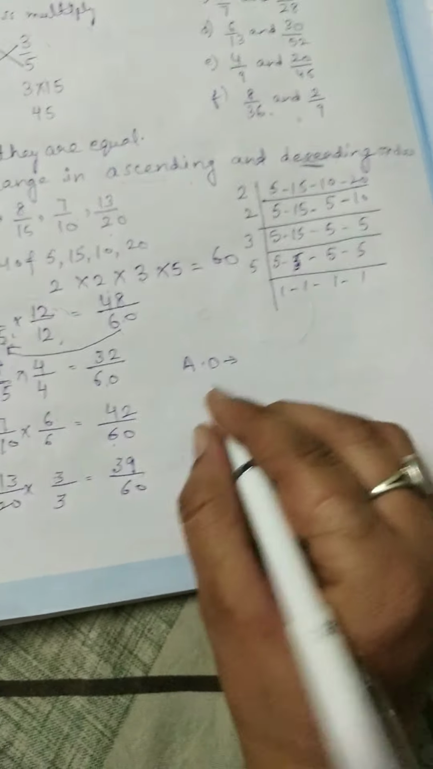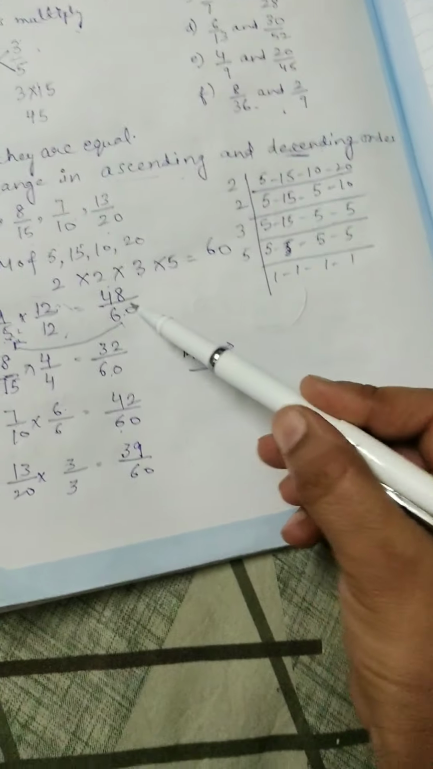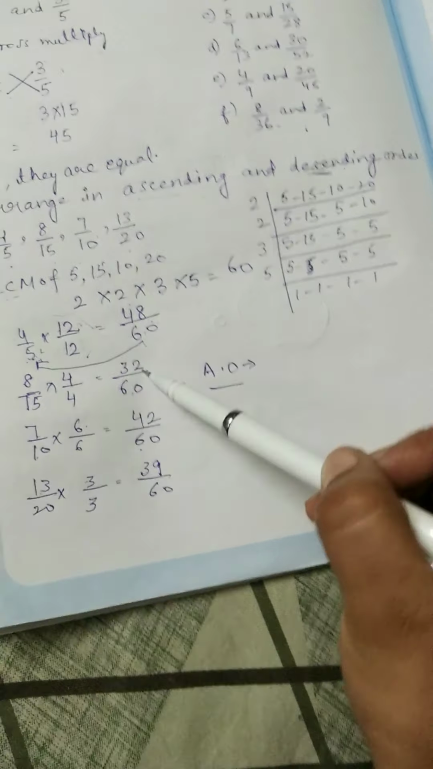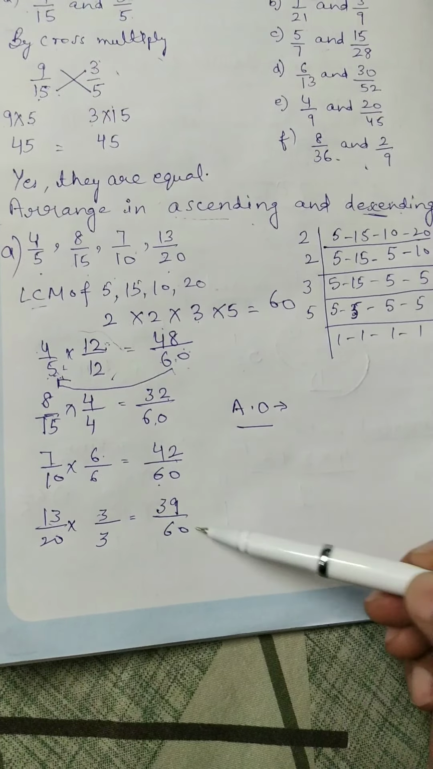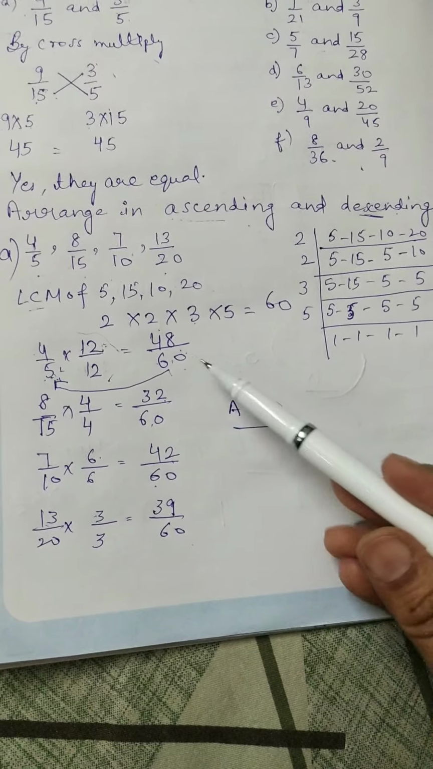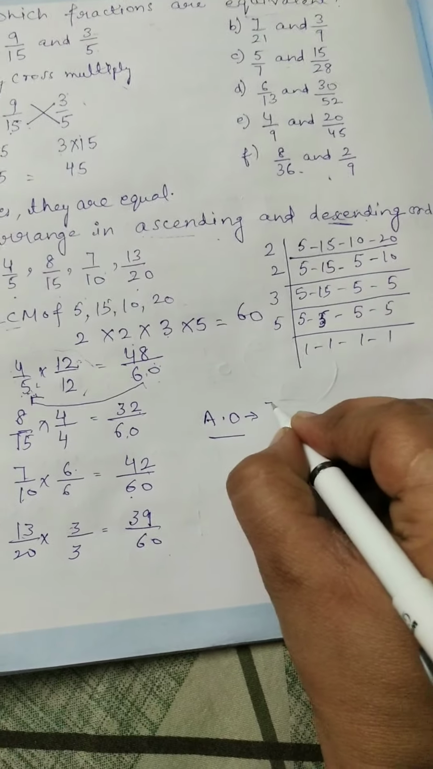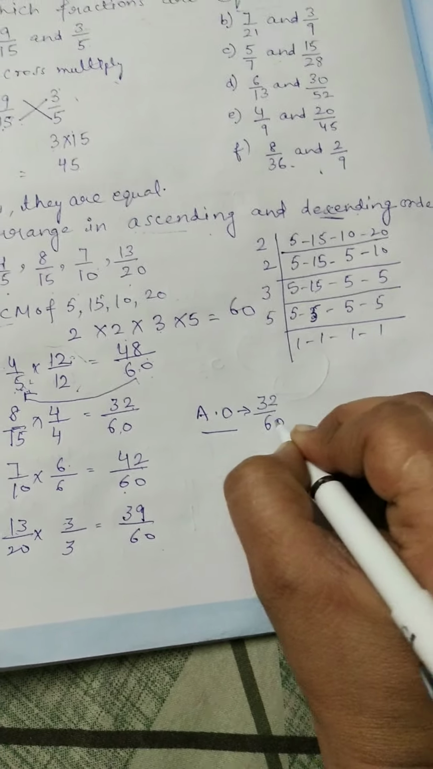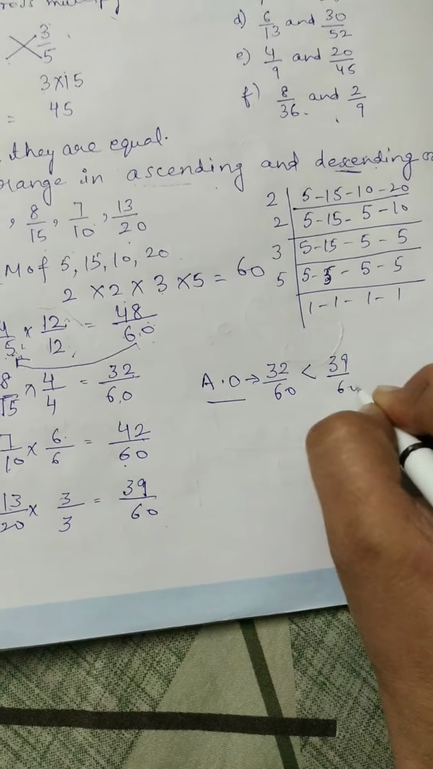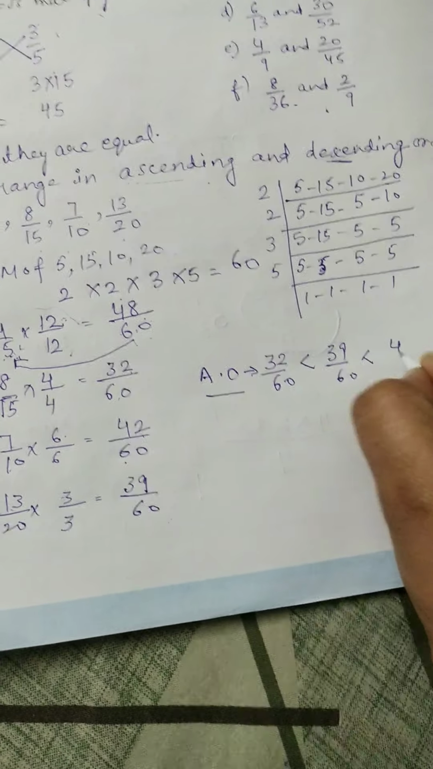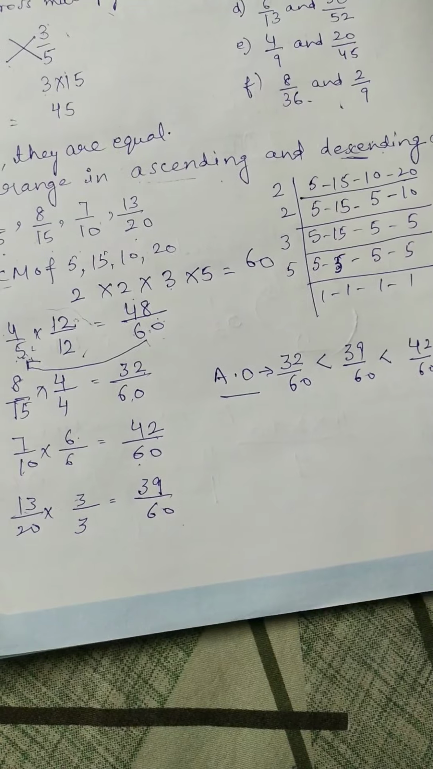Now we will write in ascending order. Right students? Ascending order is smallest to greatest. These numbers are 48 upon 60, 32 upon 60, 42 upon 60, 39 upon 60. With ascending order, smallest to greatest: first 32 upon 60, then 39 upon 60, and 42 upon 60, and 48 upon 60.